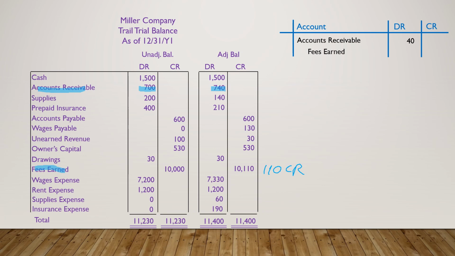If we kept working down the list of accounts, we'd eventually hit unearned revenue, which received a debit of $70. When we reduce our unearned revenue liability, it's because we satisfied a portion of that obligation by doing the work, earning a portion of the cash that was paid in advance. So we credit fees earned. That $70 credit to fees earned here, combined with the $40 credit in the previous adjusting entry, yields that total $110 credit we observed on our trial balance.